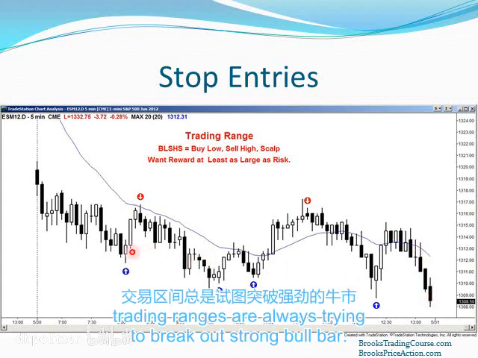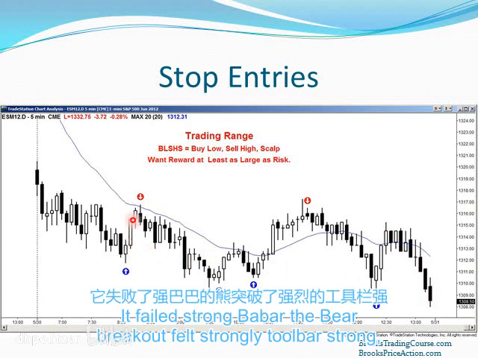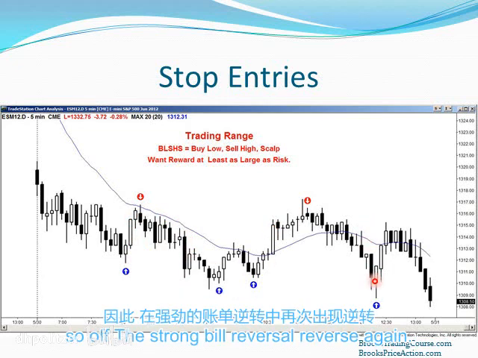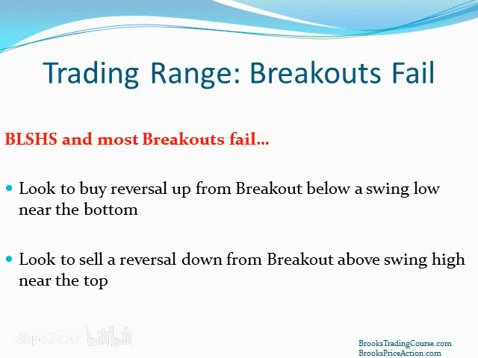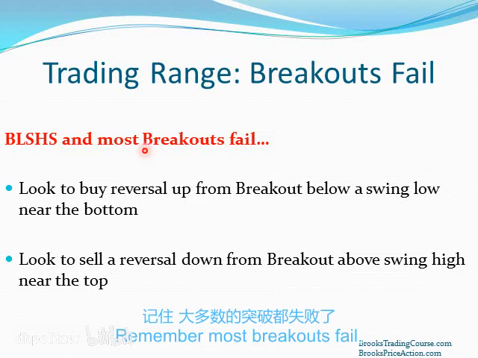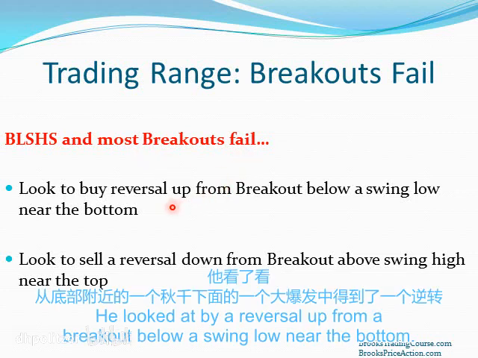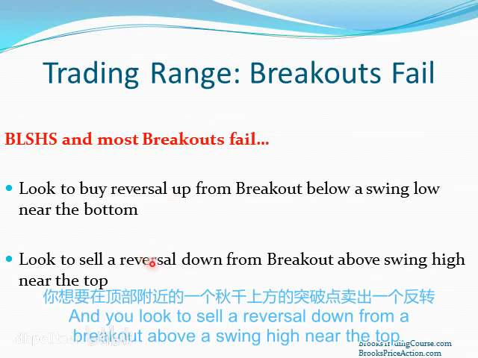Trading ranges are always trying to break out. Strong bull bar, it failed. Strong bear bar, the bear breakout failed. Strong bull bar, strong bear sell-off, strong bull reversal, reversed again. Remember, most breakouts fail. You look to buy a reversal up from a breakout below a swing low near the bottom, and you look to sell a reversal down from a breakout above a swing high near the top.